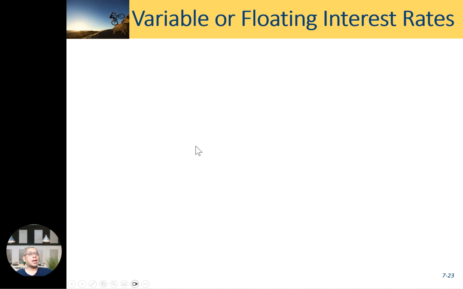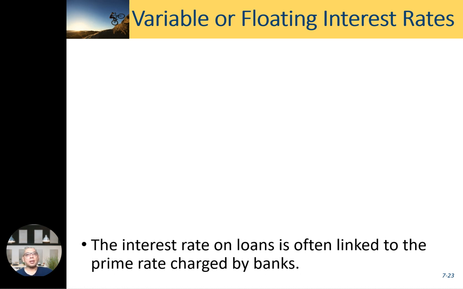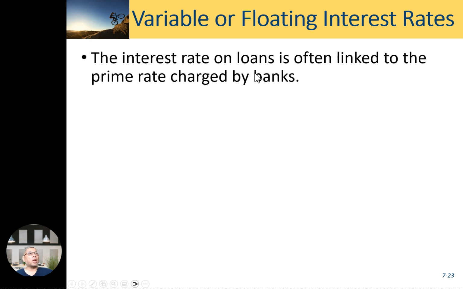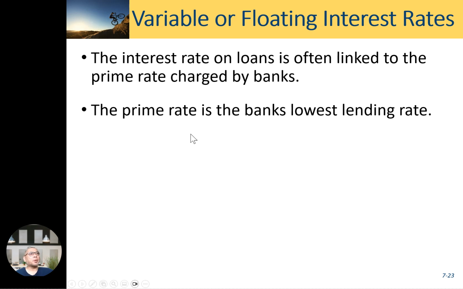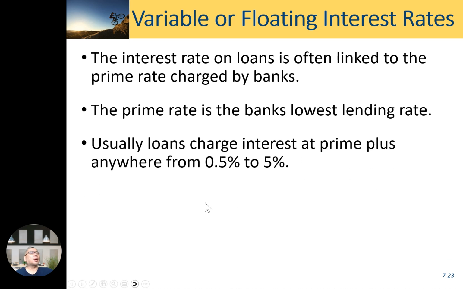Then we're going to discuss variable or floating interest rate. What is this? It is the interest rate on a loan, often linked to the prime rate charged by the bank. So if I borrow a mortgage from National Bank, they use the prime rate as a base. The prime rate is the bank's lowest lending rate. Usually loans charge interest at prime plus anywhere between 0.5 to 5%.